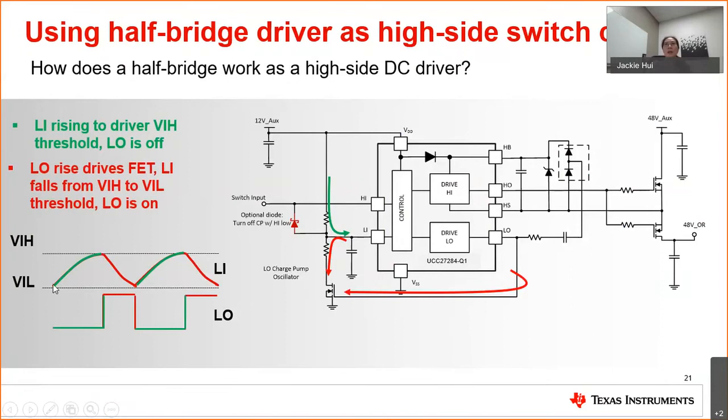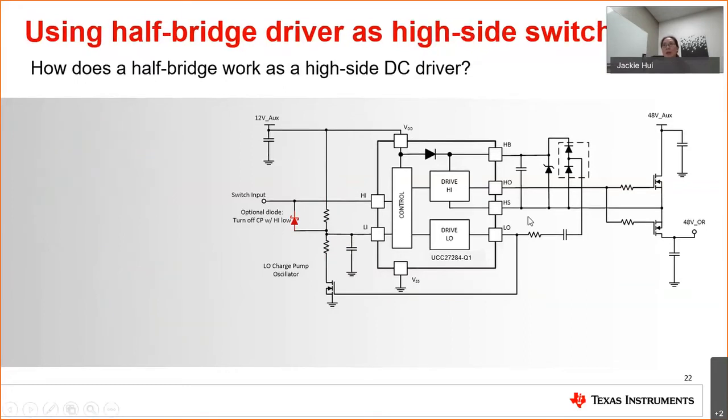The green indicates the beginning, when Li is charging up to the VIH threshold. When that happens, the output turns on, and it will remain on until the low side output falls below the VIL threshold, then it will turn off. As this cycle repeats itself, your output will have this square wave PWM output provided at the LO node.